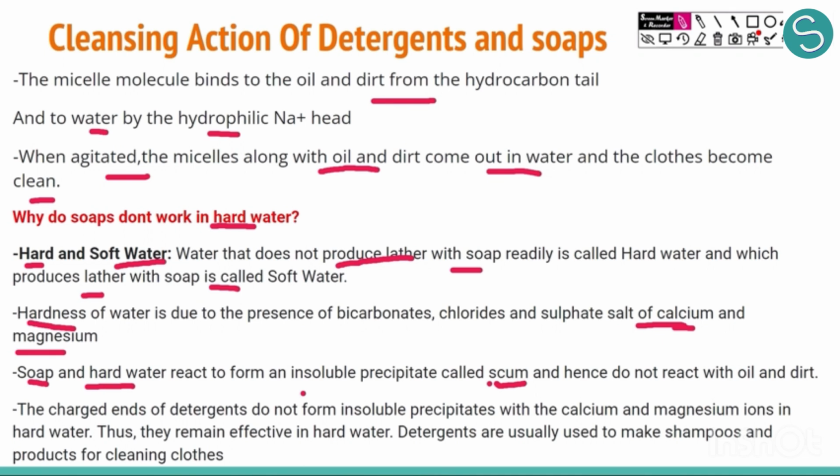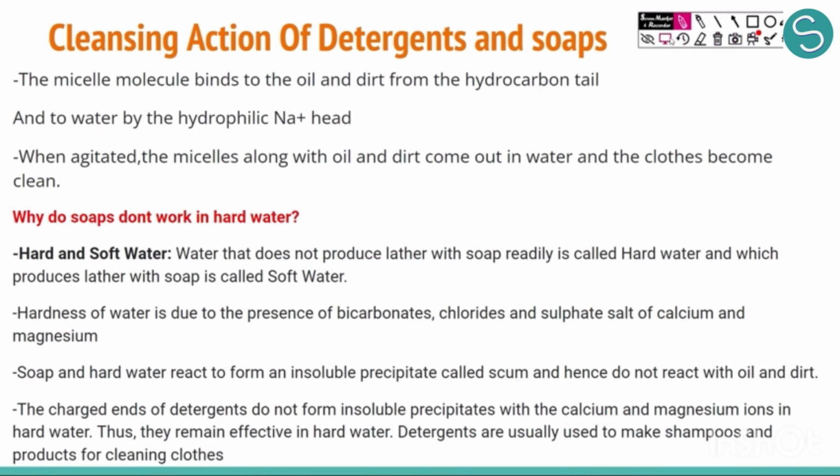So we have to add excess soap which can react with the dirt and dust. This is why we use detergents, because detergents do not form such scum and insoluble precipitates with calcium and magnesium ions in the hard water. Thus they remain effective in hard water, and hence we use detergents for cleaning clothes, for shampoos, for all these purposes. So this is why detergents are used rather than soaps in particularly hard water.